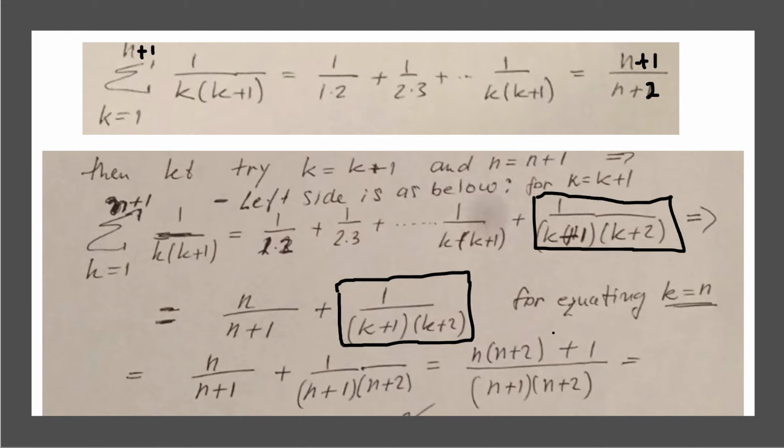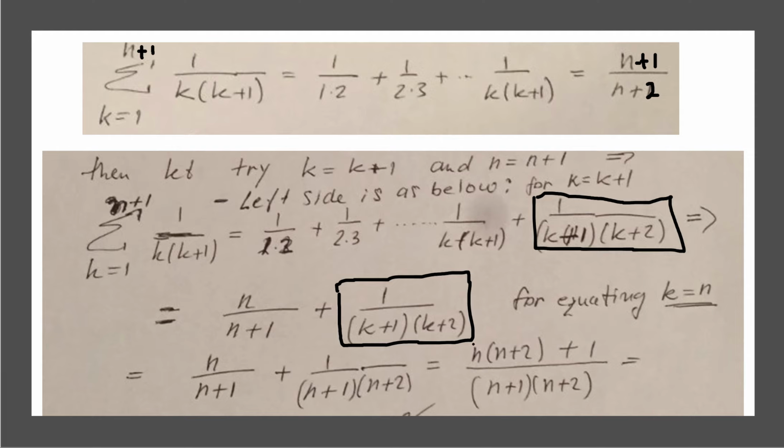And now what we have to do is equate k with n. Let's take k equal to n. Here we have n over n plus 1 plus, instead of k, plugging in n, 1 over n plus 1 times n plus 2. In this fraction, the LCD is n plus 1 times n plus 2. So to make the same denominator, I multiply by n plus 2 on top and bottom, and when we clean up with a little algebraic work, we get n times n plus 2 plus 1, divided by n plus 1 times n plus 2.